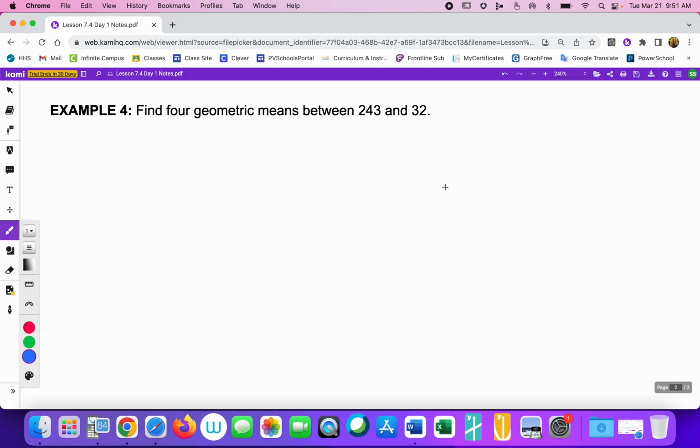So find 4 geometric means between 243 and 32. What that is telling you is that 243 is first in this sequence. There are 4 numbers between that number and 32. So we have 1, 2, 3, 4, and then 32 is the last term in that sequence. It's asking you to figure out what 4 numbers go in between the two. Okay. So that's what a geometric mean is asking.